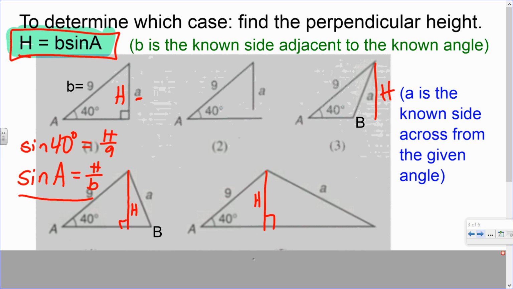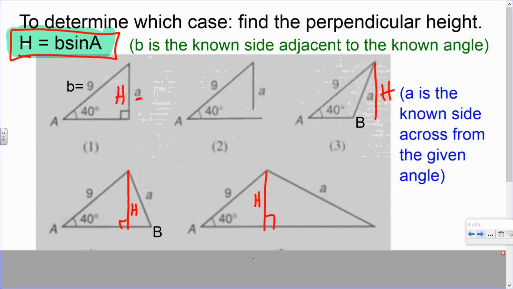So that's going to be my first step in each of these. I am going to figure out, if it were a right triangle, how long h would have to be, and it's going to be this side that I know beside the known angle times the sine of the known angle. A little bit of this out of the way as we continue on here working our way through these.